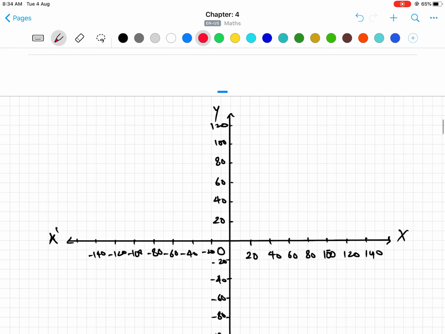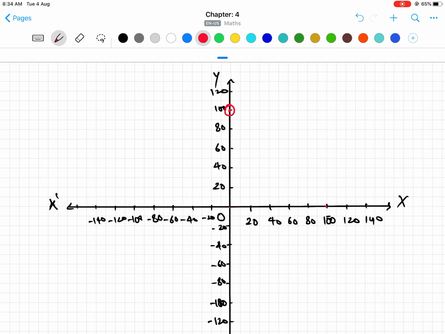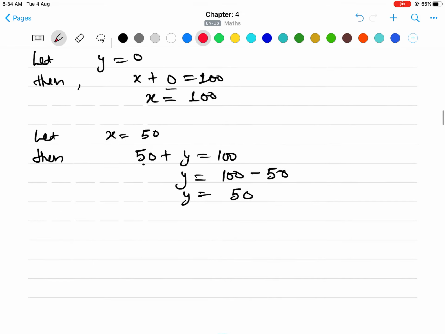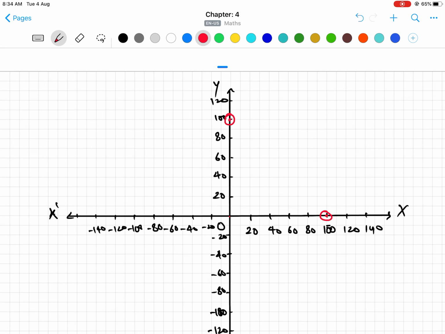So the first point that we have here is x 0 and y 100. That means when x is 0, y 100 is here. Then we have x 100, y 0. When x is 100, y is 0, that means that point will be here. And the third point is x 50 and y 50. So that point will be between 40 and 60 on x, and similarly between them on y. So the intersection of this point will be here. So this one was x 0, y 100. This is x 50, y 50, and this one is x 100, y 0.